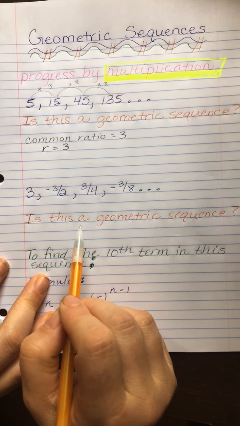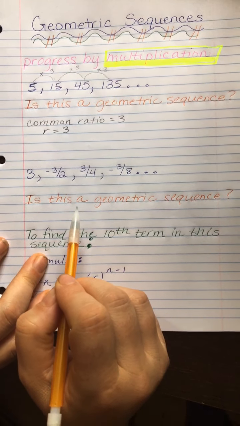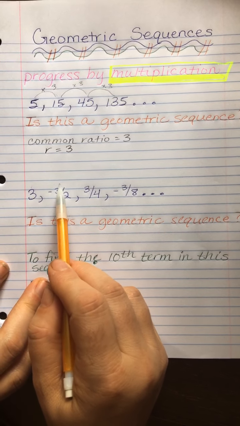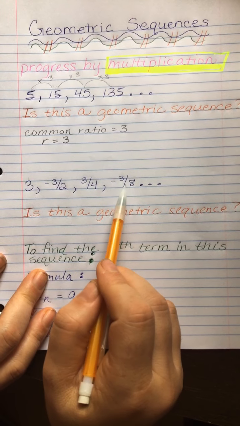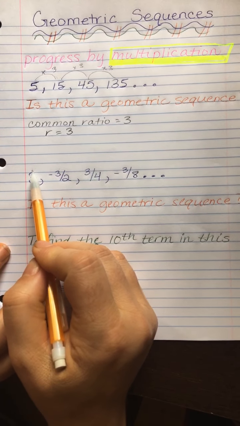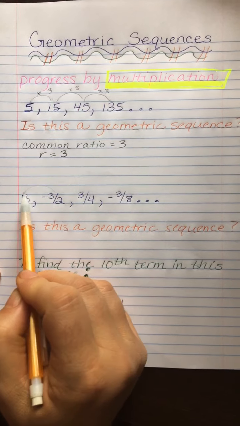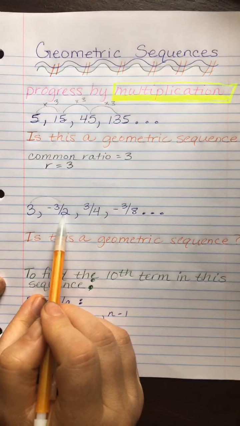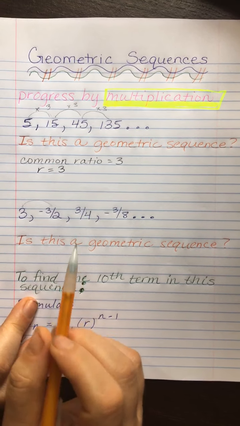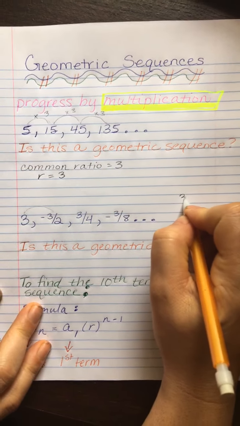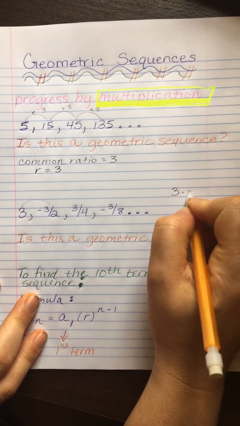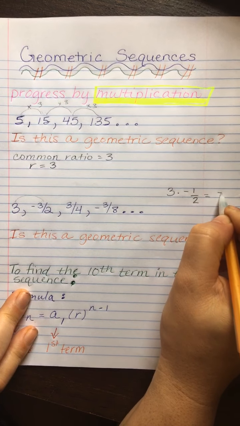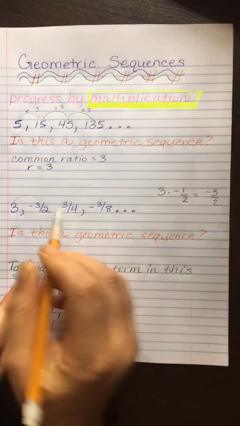Well, the way that you determine if something is a geometric sequence, remember, is you have to see if you're using multiplication to go from the first term to the second term, from the second term to the third term, and so on. So what would you have to multiply by here to get to -3/2? 3 times what equals -3/2? Well, if you take 3 times -1/2, remember we multiply across, you get -3/2, right?